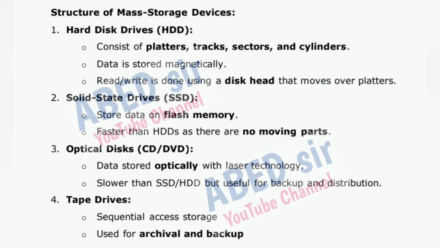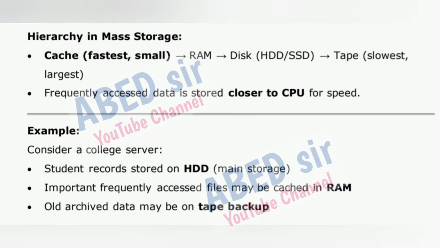4. Tape drives. Sequential access storage. Used for archival and backup. Hierarchy in mass storage. Cache, fastest, small. RAM, disk, HDD, SSD, tape, slowest, largest. Frequently accessed data is stored closer to the CPU for speed.